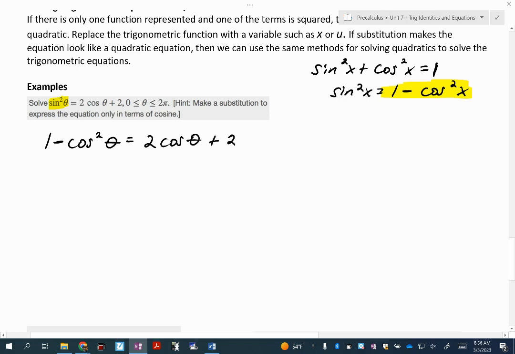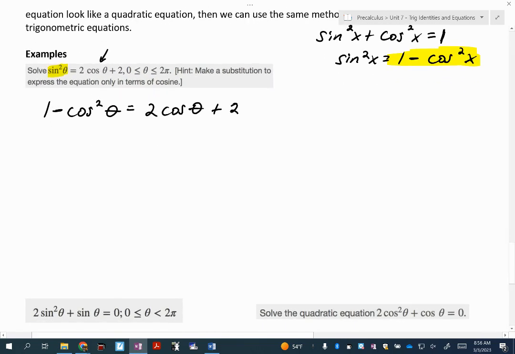You may be asking, Mr. Frederick, how did you know to isolate for that one as opposed to isolate for cosine squared? Well, if you look here, we don't have cosine squared. So that means I need to deal with the problem in terms of cosine. That's why I knew to change sine squared to be with cosine squared, because I already have a cosine. That's what drove me to make that decision.